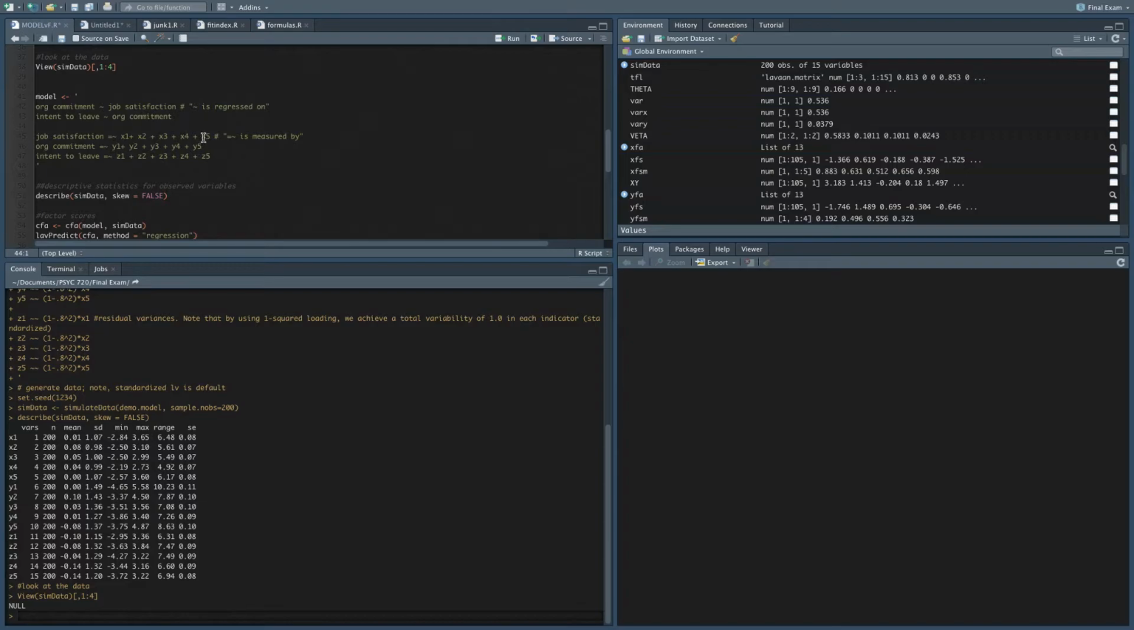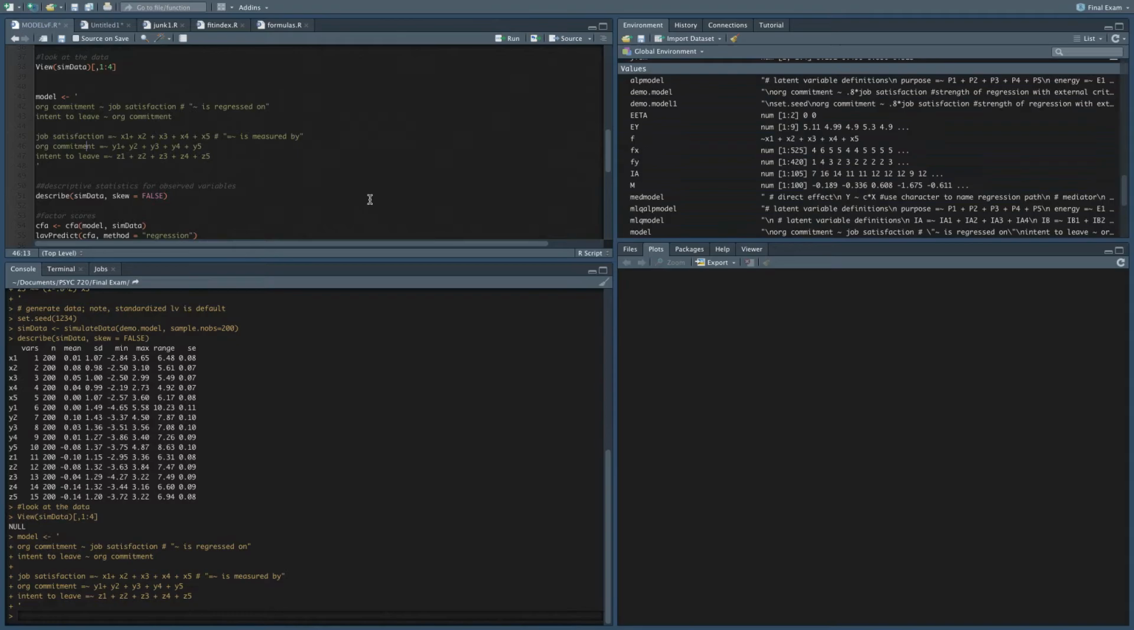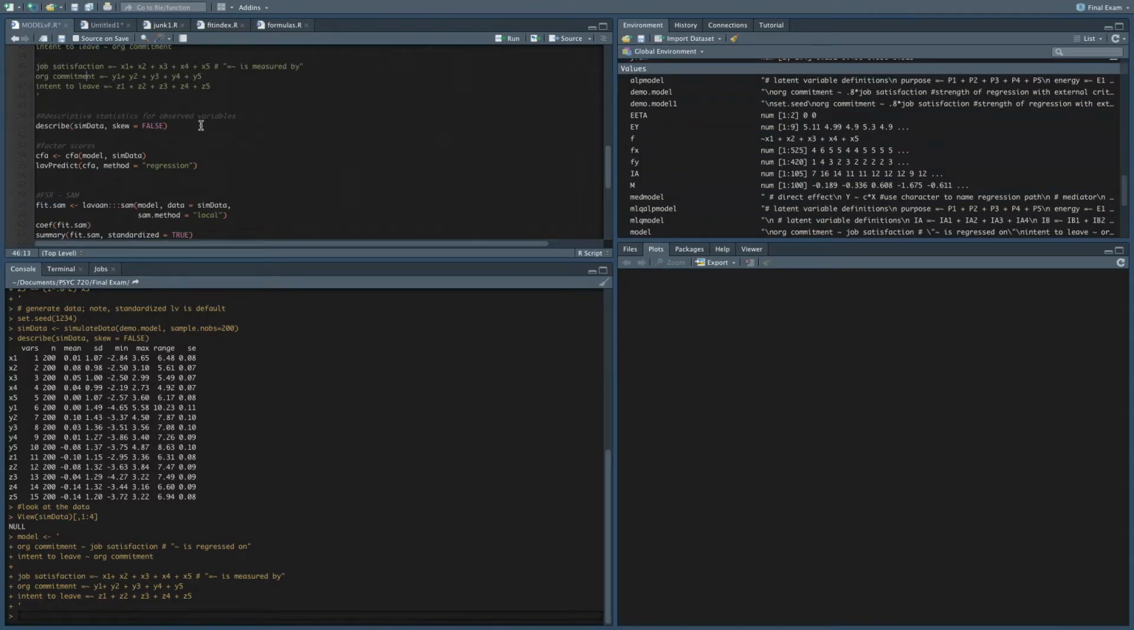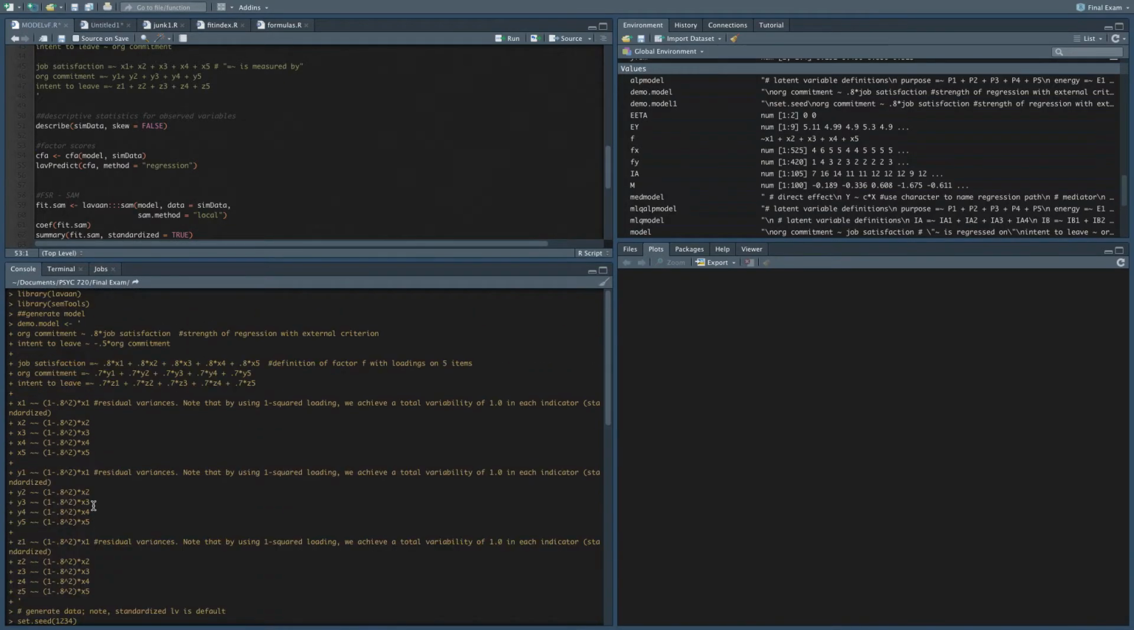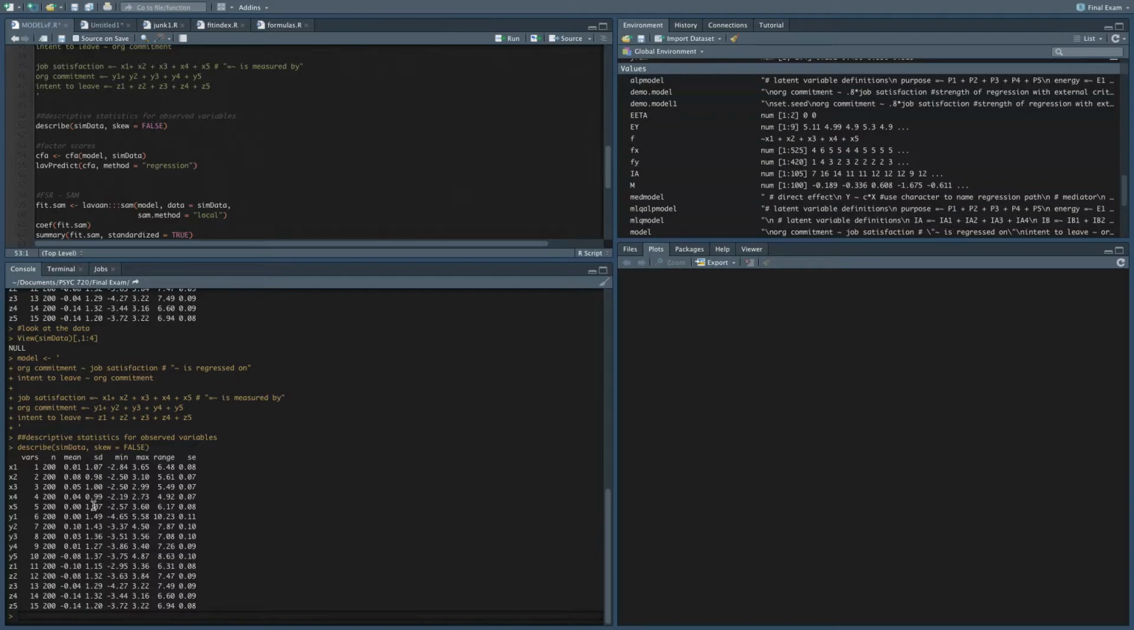And then these are my definitions down here, just saying job satisfaction, this little equal sign and tilde, basically means it's measured by these observed variables. I have it for each one. So I set my model. Then we're going to look at the descriptive statistics for my observed variables. Yeah, we've got all of these here that we created.